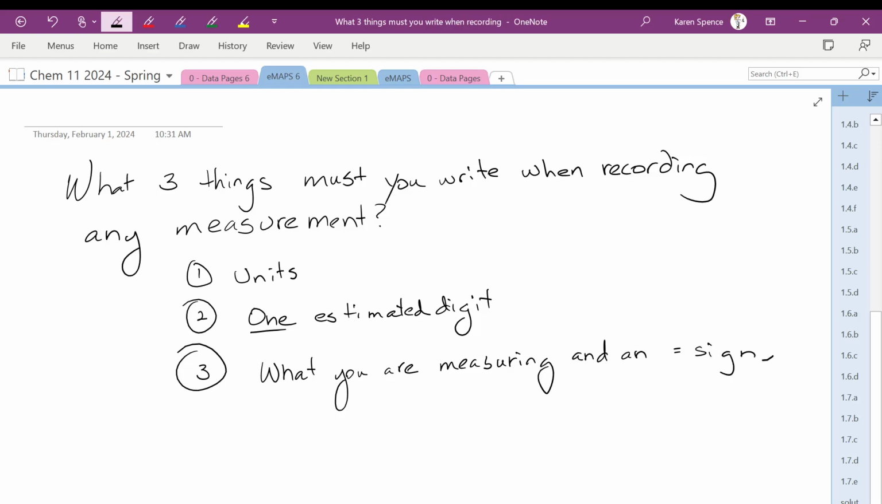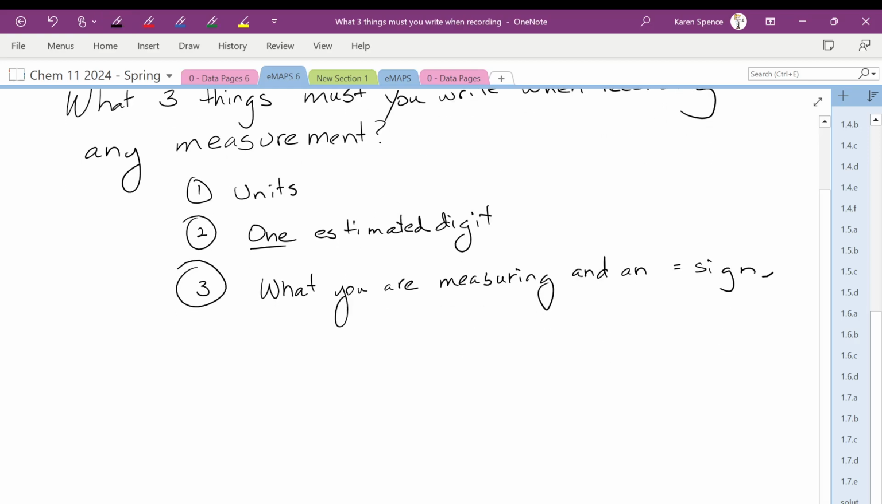Okie dokie. Now, what if you are exactly on a line? What would you normally have to do? Tell your partner. If you're exactly on a line.